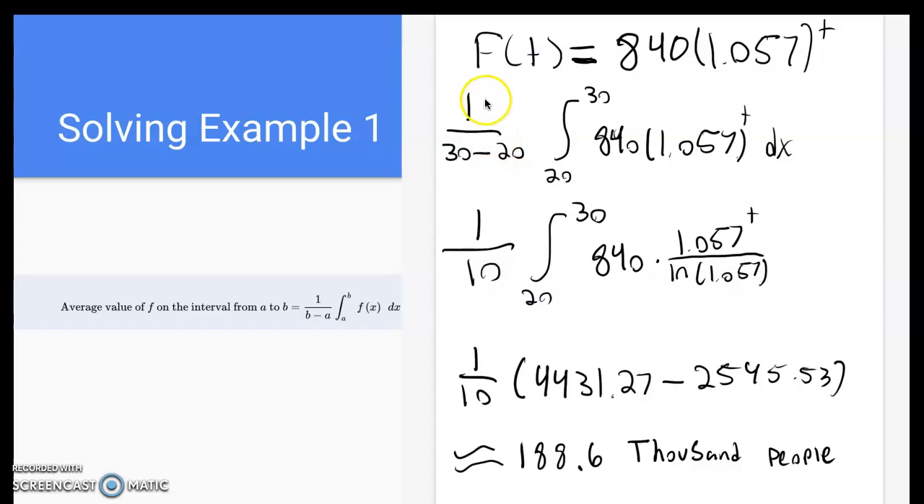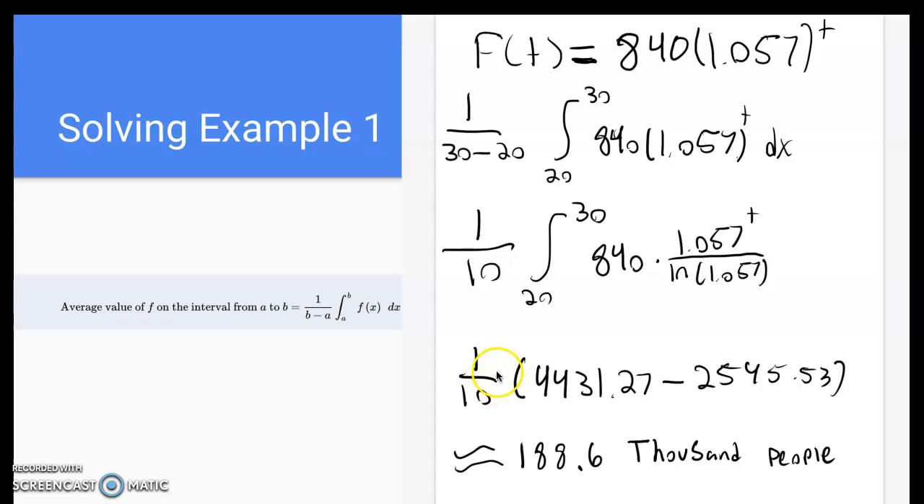So then we're just going to set it up: 1 over 30 minus 20 on the integral from 20 to 30 of 840 times 1.057 to the t. Then we would take the antiderivative of this, and our fraction out front would be 1 over 10 on the integral from 20 to 30, and then 840 times 1.057 to the t over ln 1.057, because it's the antiderivative.